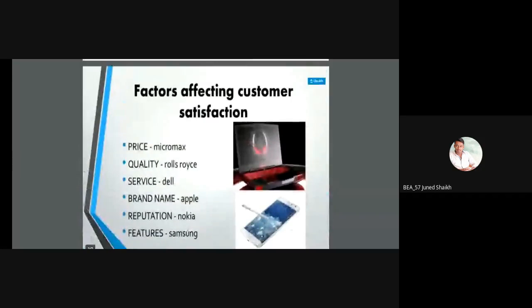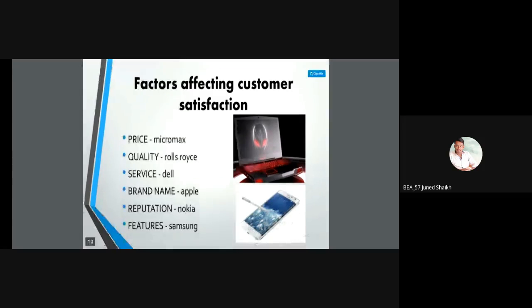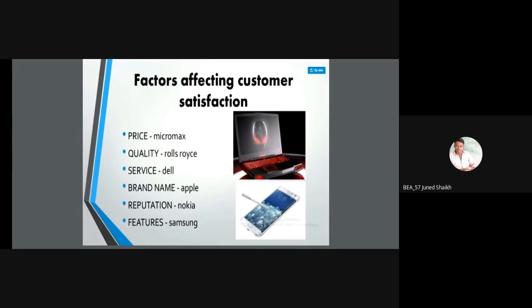Okay. Factors affecting customer satisfaction. Which factors are very important that we have to study? Price. The first factor is definitely price. Whenever the maximum number of customers are buying a product, its price is very minimum. Some people are only expecting quality, some people are only expecting minimum cost, and some customers are expecting cost as well as quality.